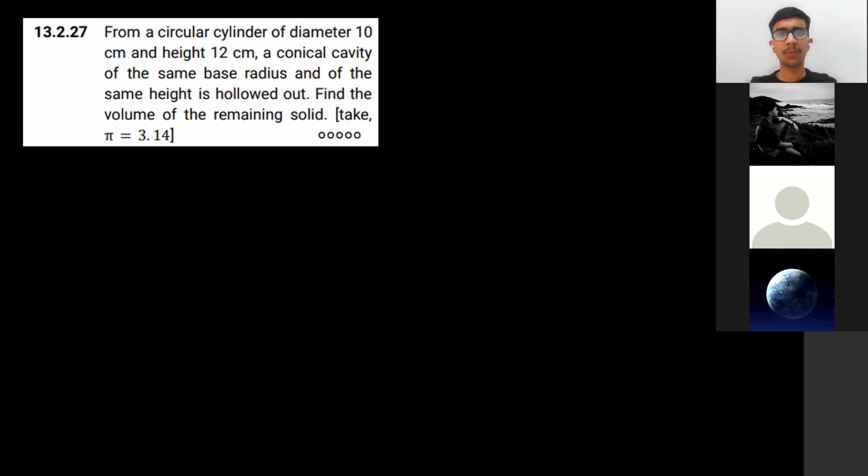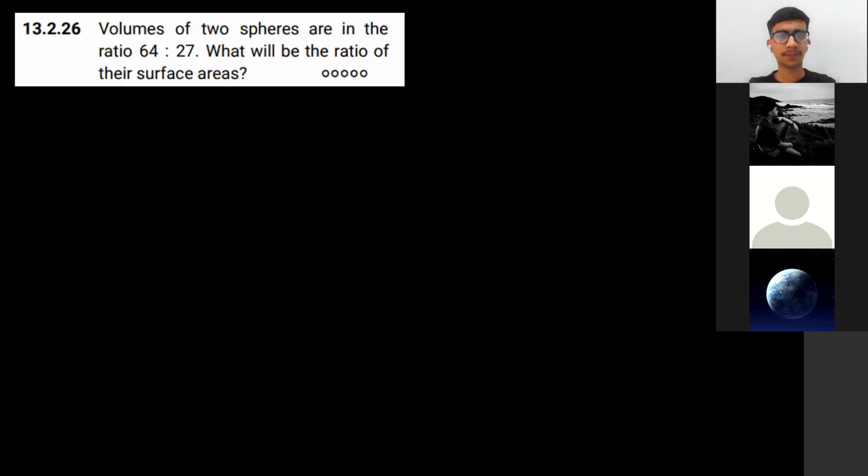Okay, it's very easy. Volume of cylinder minus volume of cone. Right, everyone has answered this only. Okay, no need to solve this then. You already have the height, you have the diameter, that means you have the radius. So it's just calculation after that. Okay, solve this question.